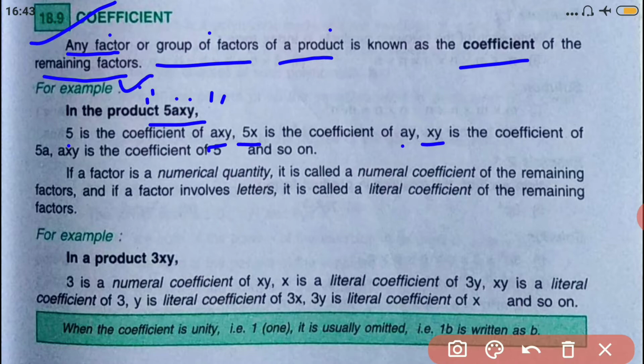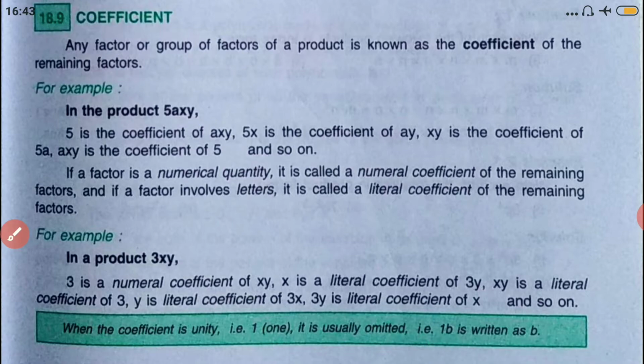What about xy? If I choose xy, what are the remaining terms here? The remaining terms will be 5 and a. So xy is the coefficient of 5a, or I can say 5a is the coefficient of xy. We can do the reverse thing also, right? Suppose we are choosing axy. So axy becomes the coefficient of the remaining term, only 5, and so on.